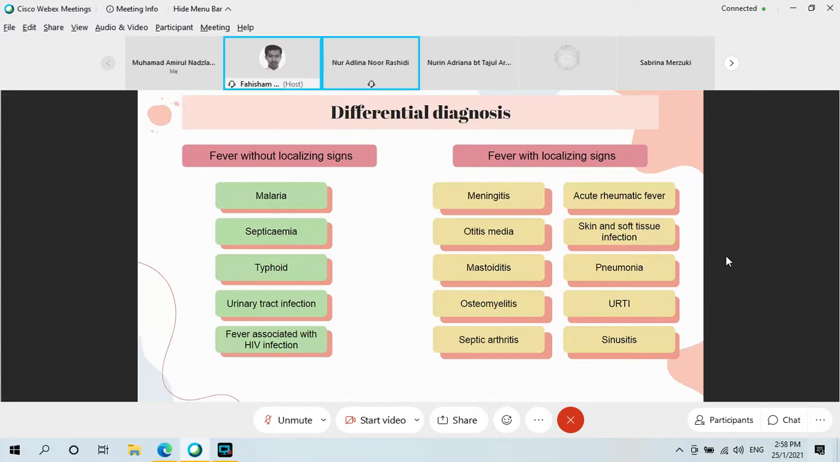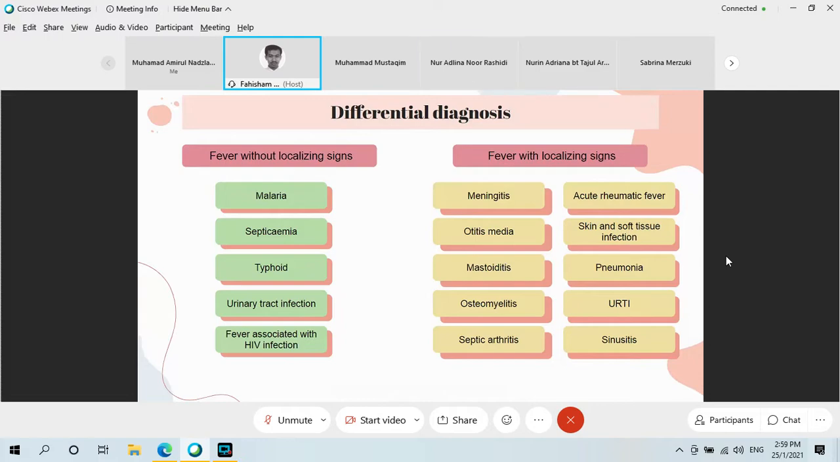Can I correct you one thing? Localizing signs, not localizing symptoms, okay? So in meningitis, what are the signs? Photophobia, headache, those are symptoms. Key sign. What, sorry? Brudzinski sign, or Kernig, isn't it? Kernig, yes, Brudzinski. I think those are the things that we should be looking at.